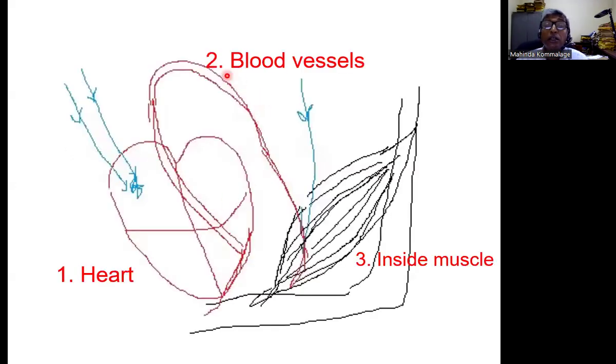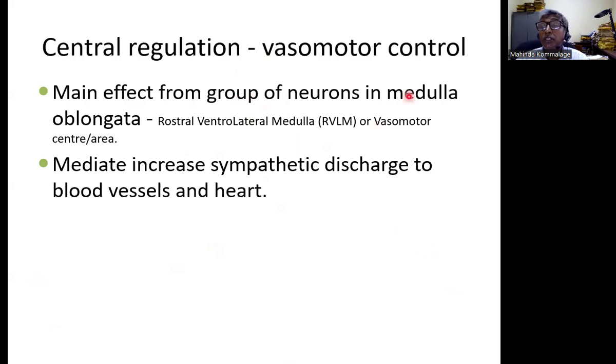So as I mentioned earlier, blood vessel and heart regulation can be controlled externally from a commanding center, but not this one. This central regulation, the place we call vasomotor control, the main area is located in the brainstem, the medulla oblongata. The medulla contains many areas. Among that, the most important place is RVLM, the rostroventral medulla, or we call it the vasomotor area or vasomotor center, RVLM.